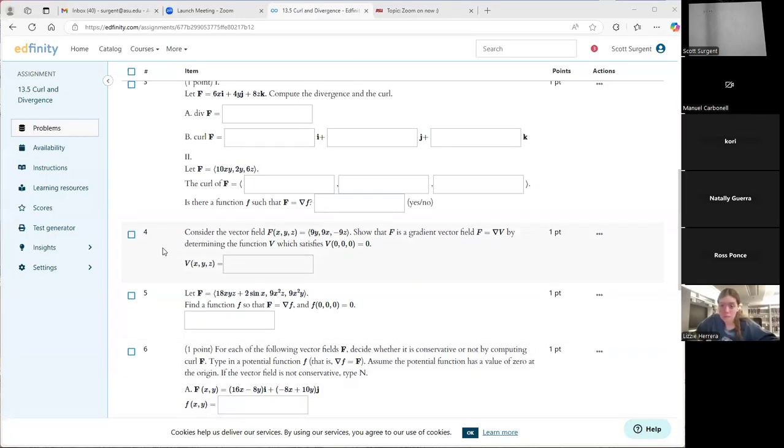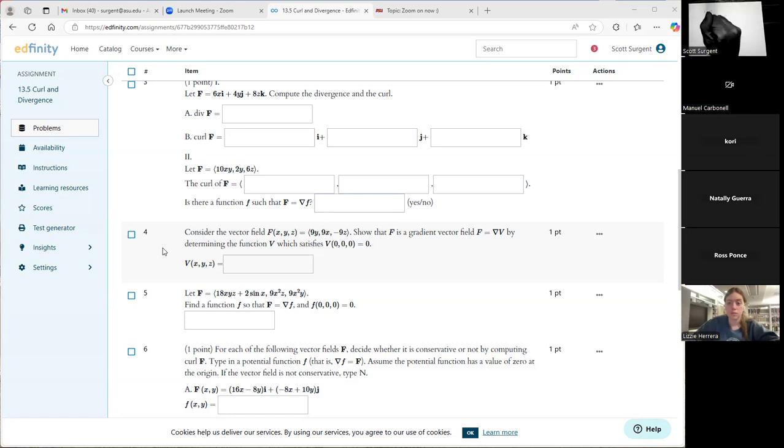Consider the vector field 9y, 9x, negative 9z. Show that F is a gradient field. That means that it is the gradient of some potential function that satisfies a certain initial condition.